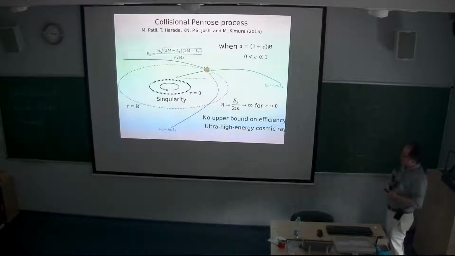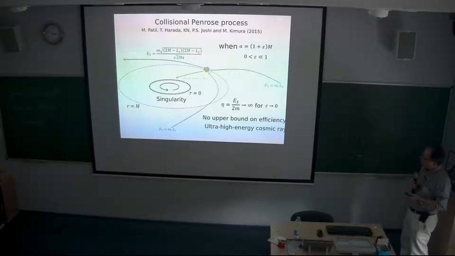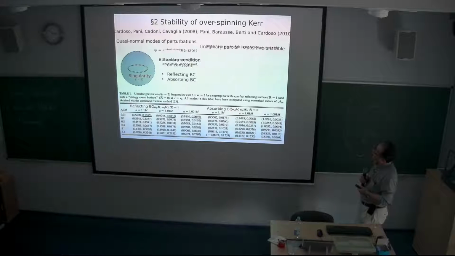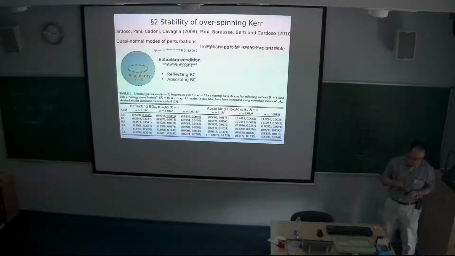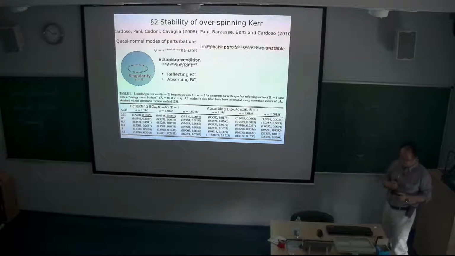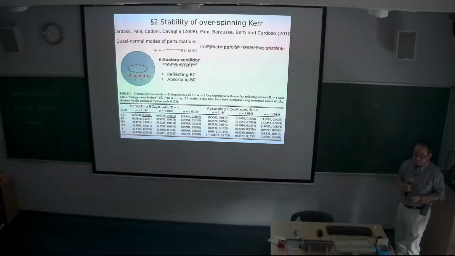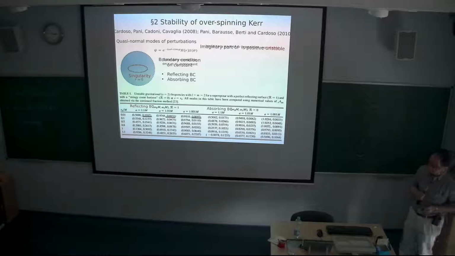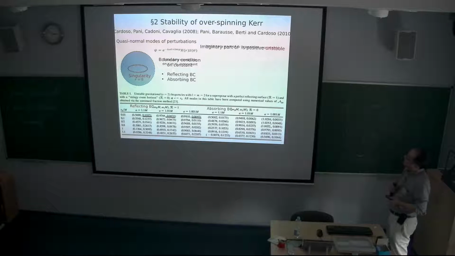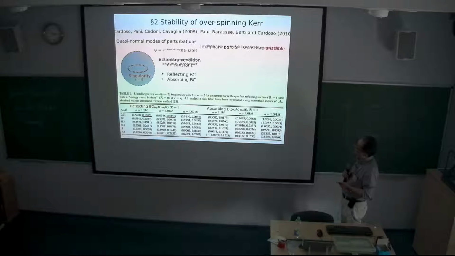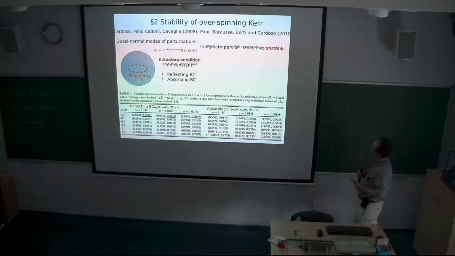If there is such a geometry in our universe, ultra high energy cosmic rays can be produced through such a process, in the limit of epsilon goes to zero. So such is the efficiency of the energy extraction.